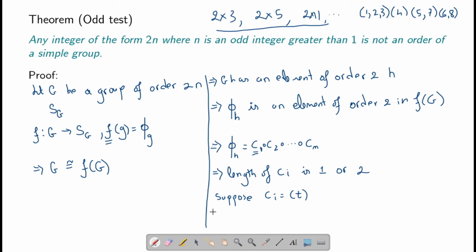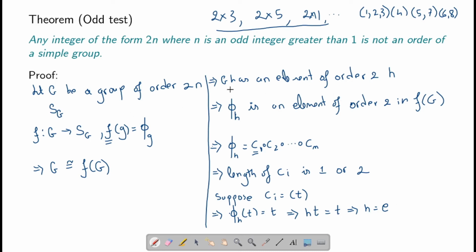So suppose it is (t). What would this mean? Remember these are disjoint cycles, so this would mean that φ_h of t would be t itself. That's the meaning of this. The image of t would be t itself. But because of the way φ is defined, it is h t equal to t. Or in other words, h would be the identity element. And this is a contradiction, as h is an element of order 2.